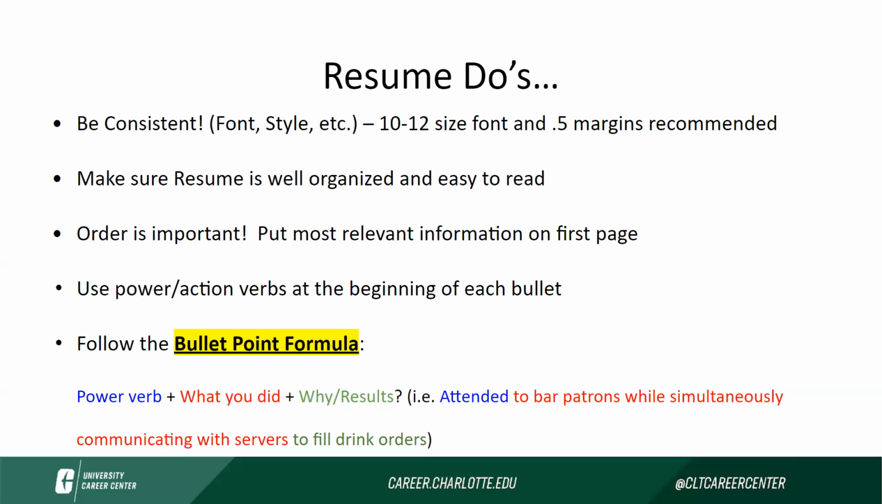Use those power or action verbs at the beginning of each bullet point. And you also want to use the tense that is associated with that experience. So if you're talking about an experience that was in the past, you want to make sure that you're using past tense to describe that experience. And then follow that bullet point formula that we talked about a couple of slides prior. So again, you have the power verb plus what you did plus the purpose or the results behind it.